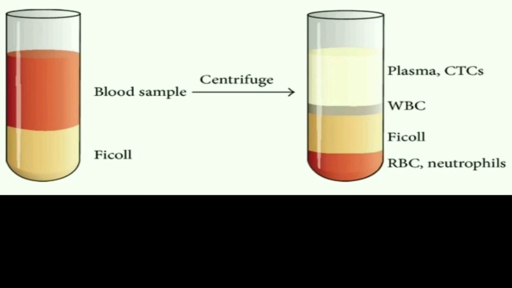This diagram shows how density gradient centrifugation works. A blood sample is being centrifuged. The blood sample is poured above a Ficoll. Ficoll is a preformed gradient used for the separation of the blood sample. The blood sample is separated into RBCs, neutrophils, WBCs, plasma, etc.